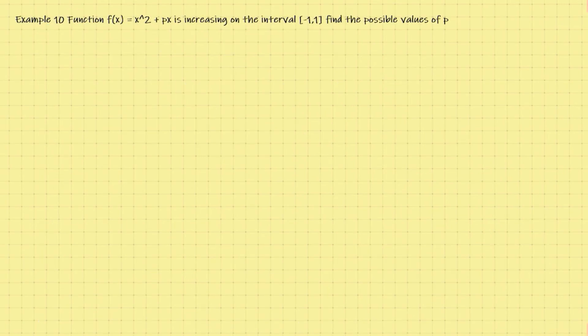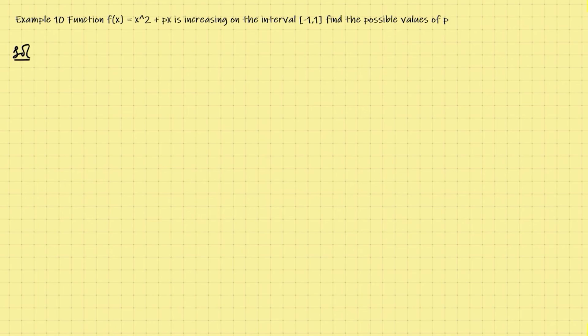So let's take a look at the last example for this video. This example has been chosen deliberately because it plays on our usual thinking that we're always working with x. In this case, what we're actually going to be working with is p. So we're given a function, x squared plus px, and obviously the function is a quadratic, so it's not always going to be increasing or just decreasing. It's going to be increasing for one part and decreasing for another. And we're told that for particular values of x the function is supposed to be increasing, and we have to find out what values of p the function must satisfy for it to actually be increasing on that interval.